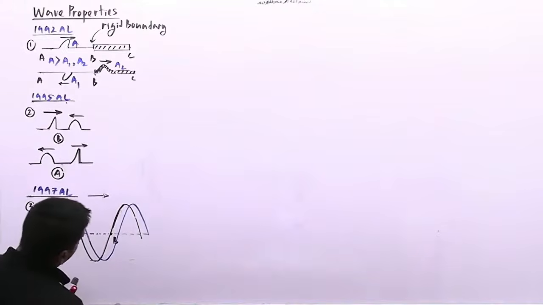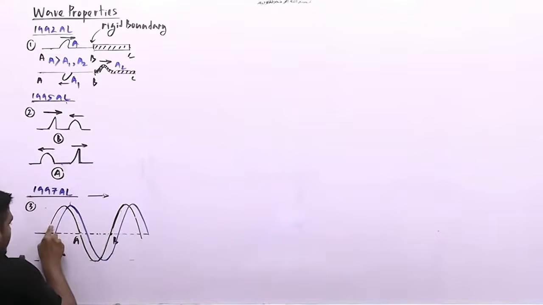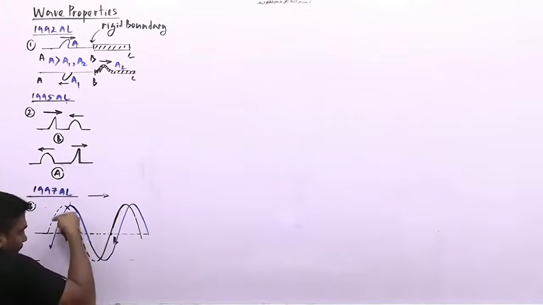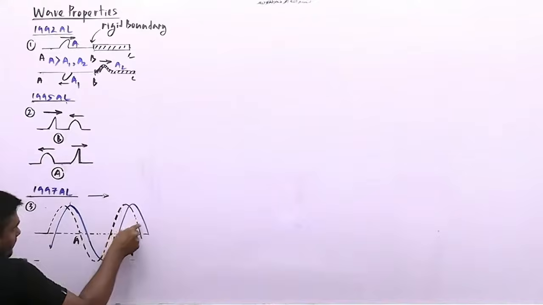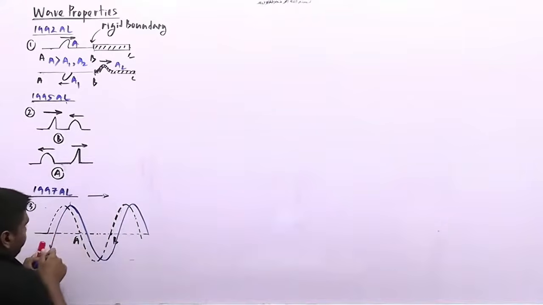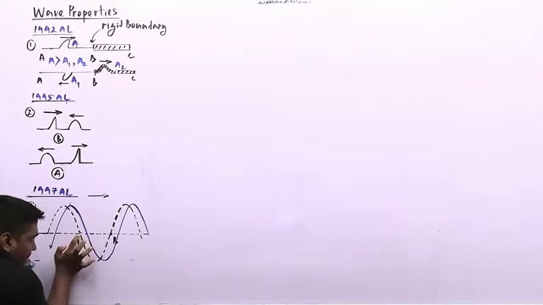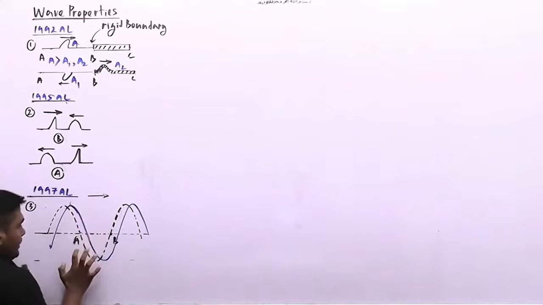Okay. This black dotted wave belongs to the location of the wave at t equals 0. This blue wave is the location of the wave at some later time t. So what we realize is, I told you, all the medium particles should oscillate perpendicular to the wave propagation. That means the medium particle, water particle A, can oscillate up and down only.